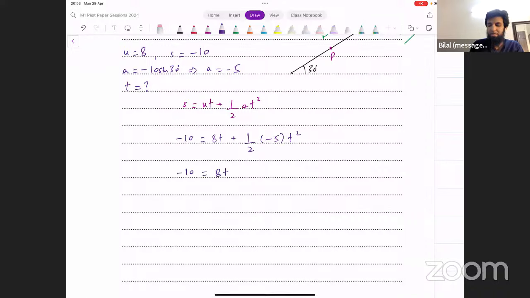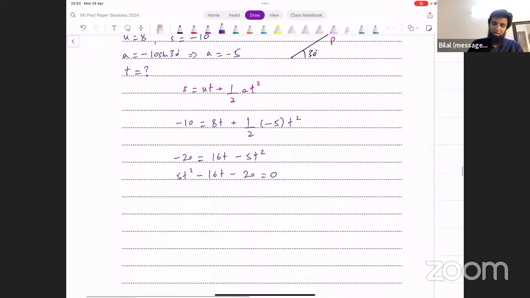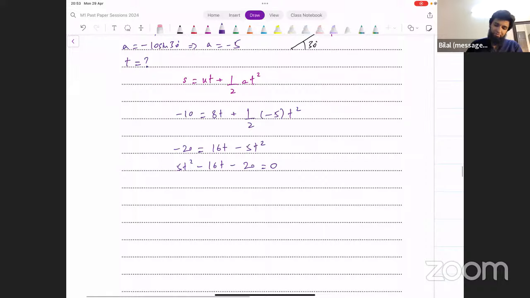Minus 10 equals 8t minus 5 over 2 t squared. Let's multiply the whole equation by 2 to get rid of the fraction. That will give us minus 20 equals 16t minus 5t squared. So 5t squared minus 16t minus 20 equals 0. Can you factorize this? This cannot be factorized, right?